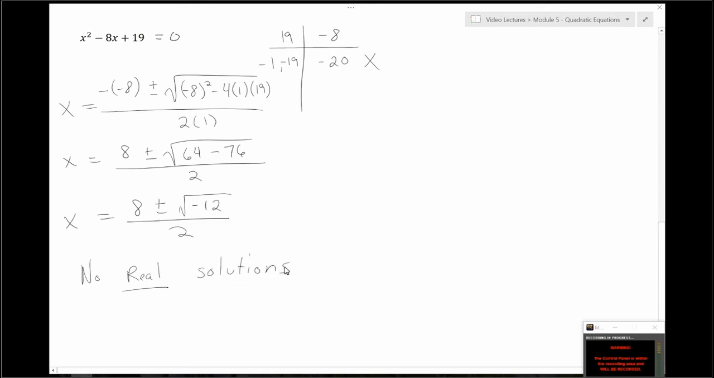So by using the quadratic formula and really just doing the part underneath the square root, that's b squared minus 4ac, you could figure out if the parabola doesn't touch the x-axis. Because if it doesn't touch the x-axis, it has no solutions. All right, and that's everything for quadratic equations.